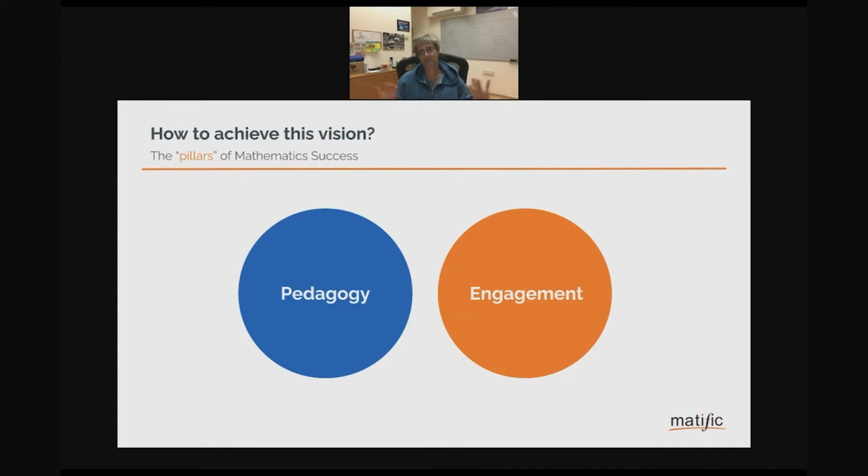And in this lecture, I will try to show through examples. It will all be examples of how to combine pedagogy, so really deep mathematics, and engagement, so as to engage children into doing real, meaningful mathematics.